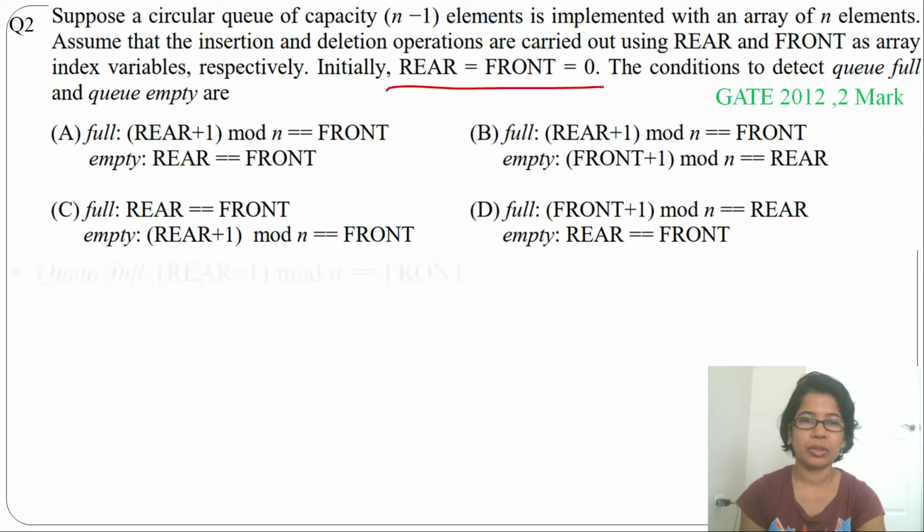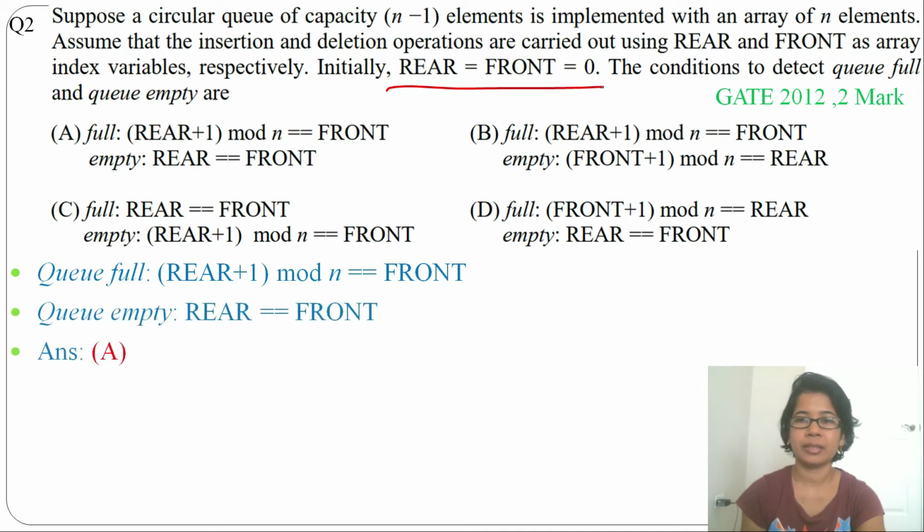Q full, I already discussed: rear plus 1 mod n equal to front is the condition for Q full. And for empty, here it is given rear equal to front equal to 0, that is the initial condition, so that will be the empty condition. So empty is rear equal to front. So the answer will be A.